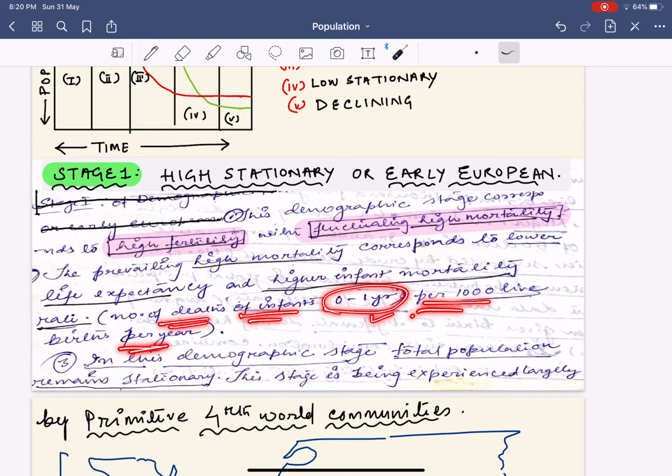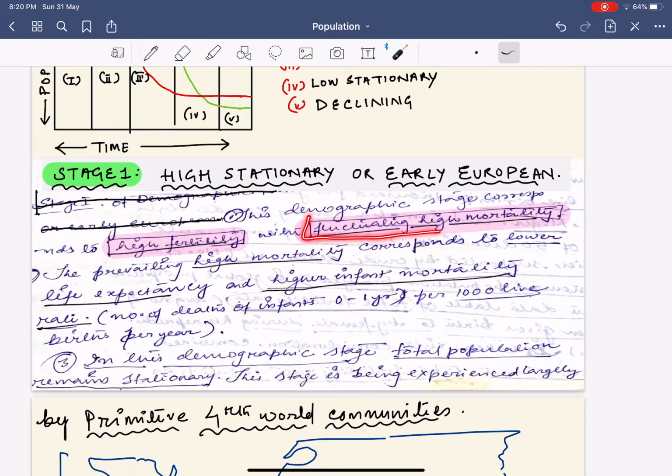Next, again in this demographic stage, the total population remains stationary, meaning stable, meaning there is no increase in population or decrease in population. I hope you got that, because of the high fertility rate. It means the fertility rate is high as well as the mortality rate is fluctuating.